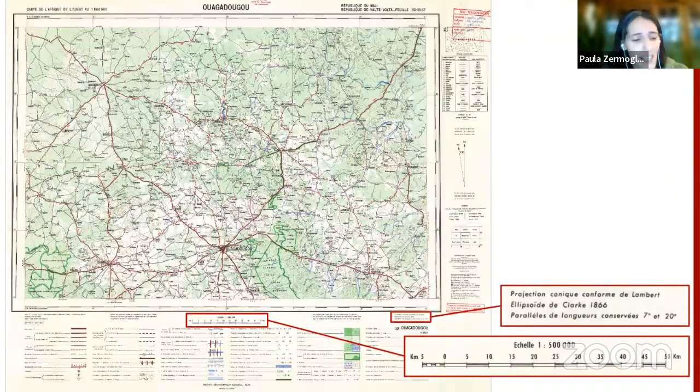Any map that we can consider a good map usually will give us a scale, in this case a graphic scale, and ideally will also tell us which projection it is using. In this case, it tells us the projection with the kind of ellipsoid and other features. So you should be able to find this on paper maps, at least.